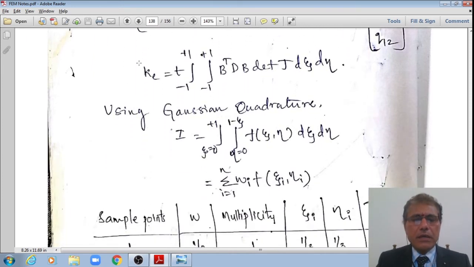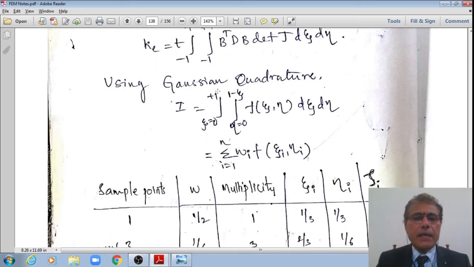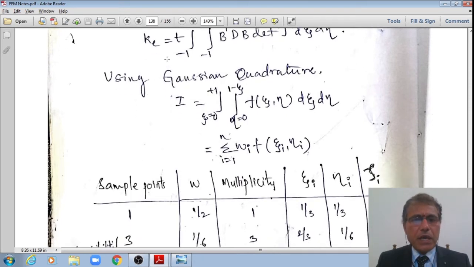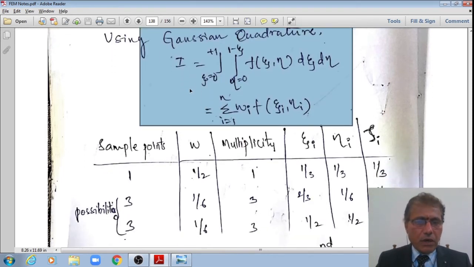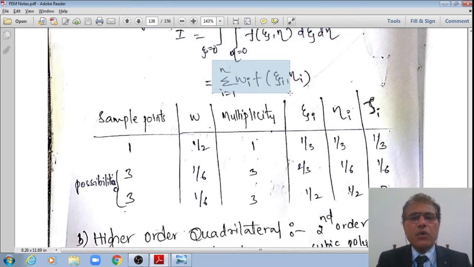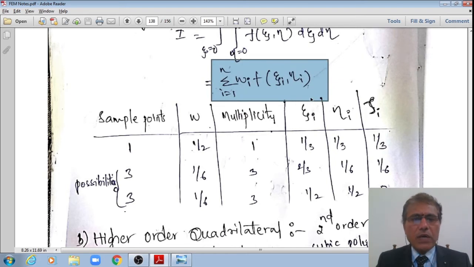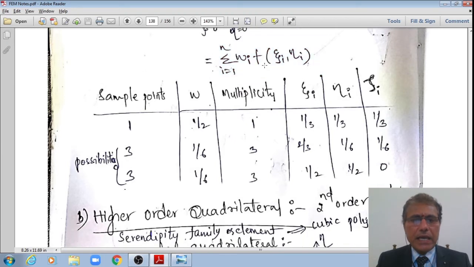Even the element stiffness matrix is given by t integral from minus 1 to plus 1, minus 1 to plus 1, of B transpose DB del J d xi d eta. However, once again I need to take the help of the Gaussian quadrature integration as applicable to this triangle, which is given by I equal to the integral with xi from 0 to 1, eta from 0 to 1 minus xi, of f of xi, eta d xi d eta, given by the summation over i equal to 1 to n of wi f of xi i, eta i.